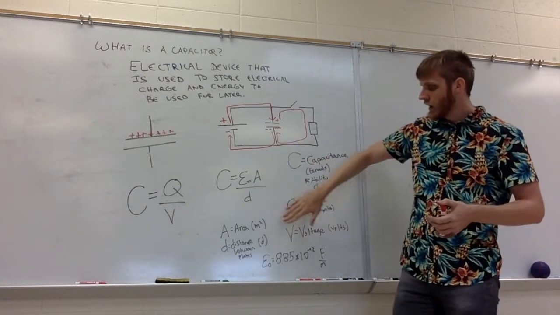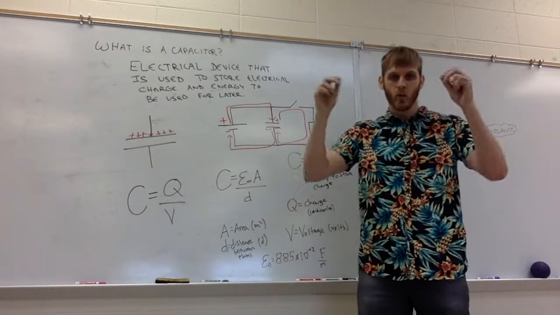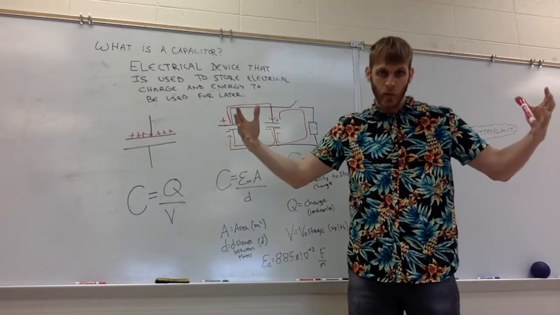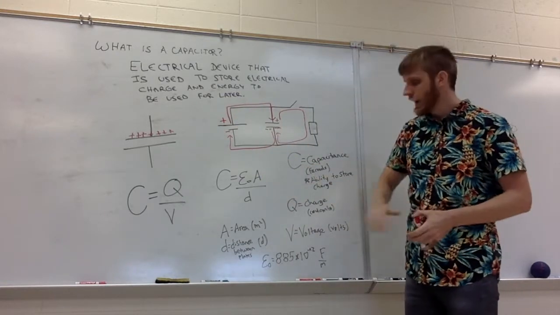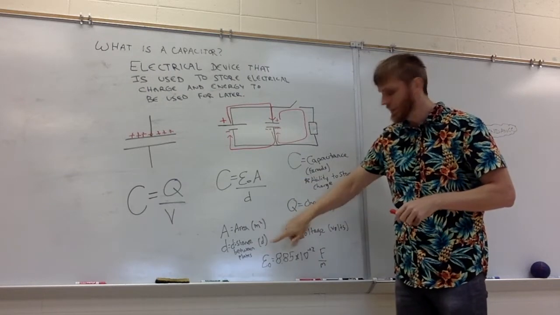The second equation, A is the area. So the more area that you have on the capacitor, the more charges you can put on the capacitor. So it makes sense they can hold more if there's a bigger capacitor. So that's the area. And then the little d is the distance between plates.